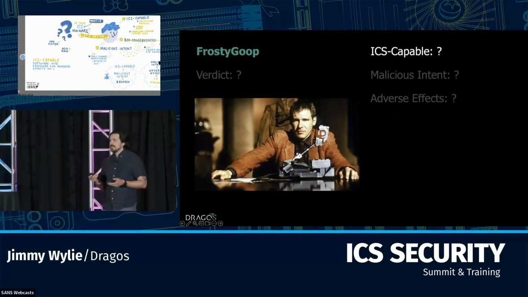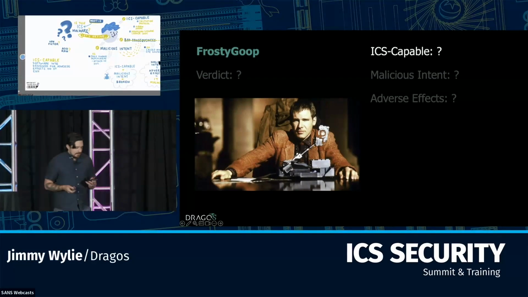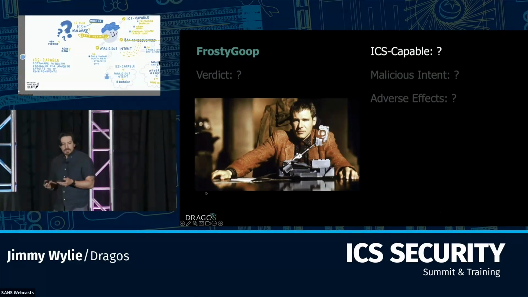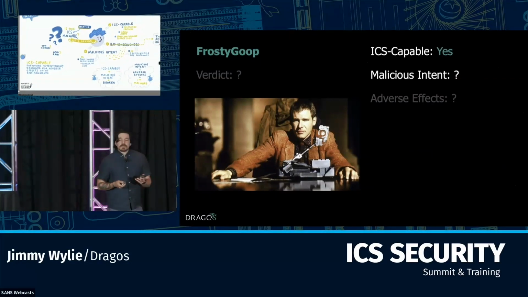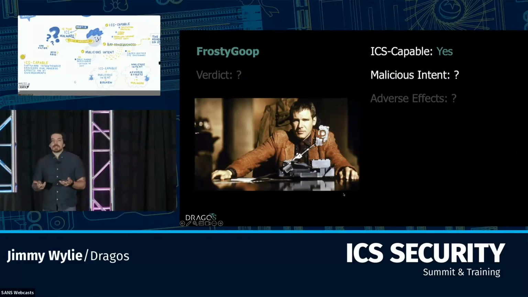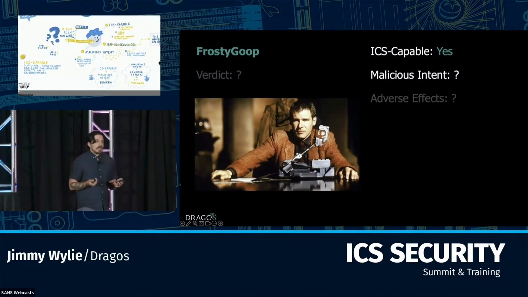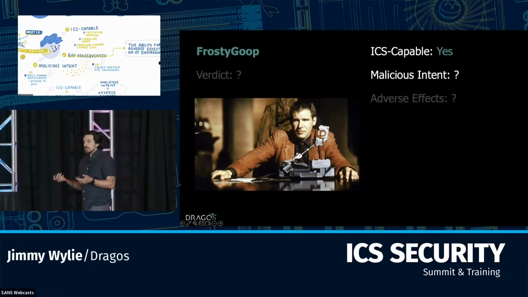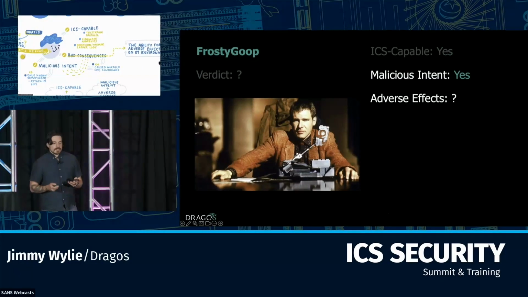We'll start with FrostyGoop since that was sort of the sample that kicked a lot of this process off for us. Is this stuff ICS capable? Well, it speaks Modbus TCP and it can read and write Modbus TCP registers. So that's a yes. For malicious intent, we had evidence of custom development. We have evidence of them testing the malware on internet exposed Encode devices. And we have intel from the Security Service of Ukraine linking the malware to a known attack. And so that's a yes for malicious intent.